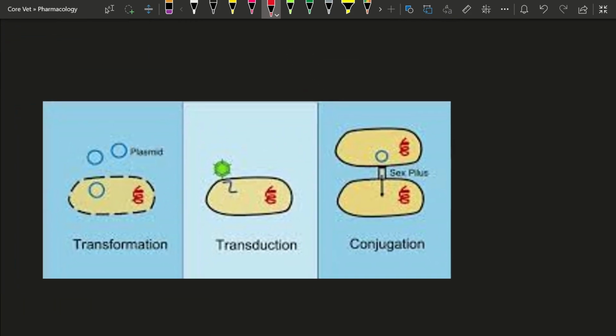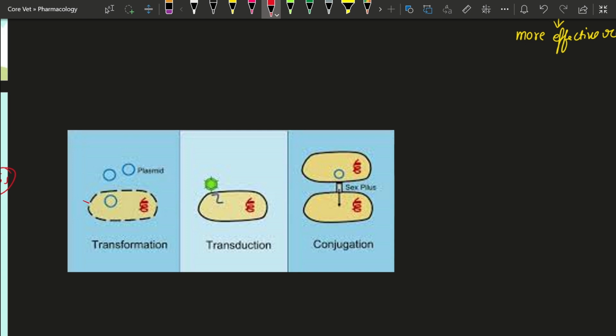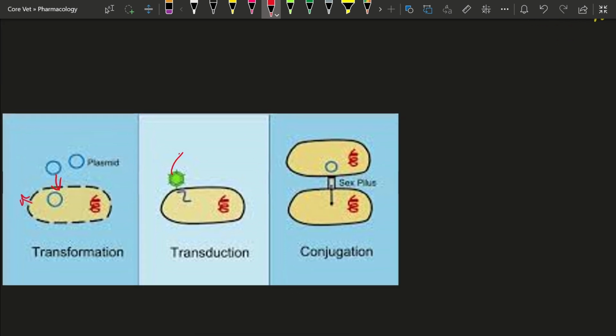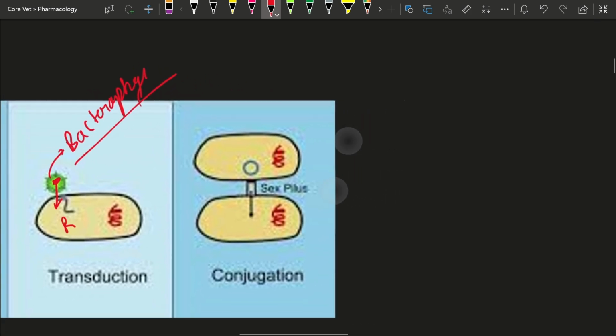So let's see what transformation is. You make the boundary or cell wall of a certain bacteria susceptible, such that the plasmid in the surrounding gets incorporated into the bacteria. That's what transformation means. Transduction is carried out by the use of a bacteriophage. The bacteriophage carries a certain resistance gene which is injected inside the bacteria, such that resistance can be acquired. That's what transduction means.